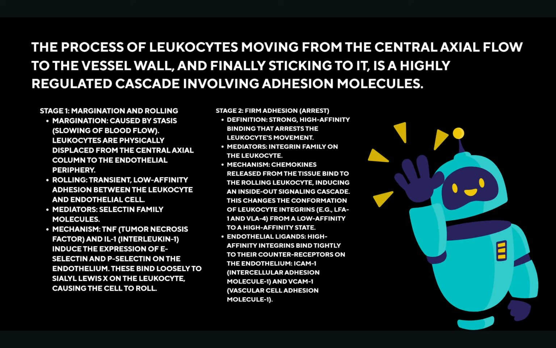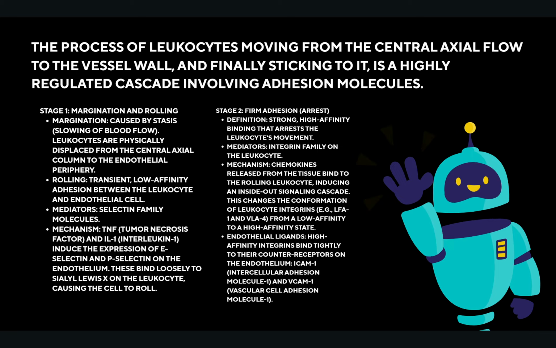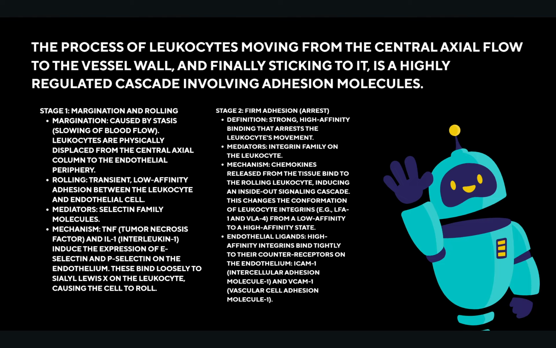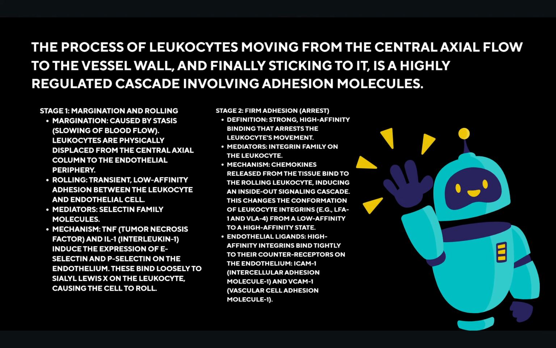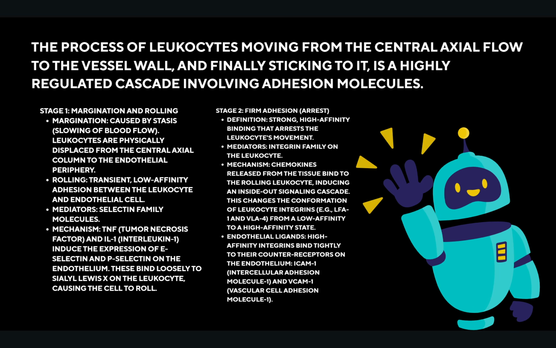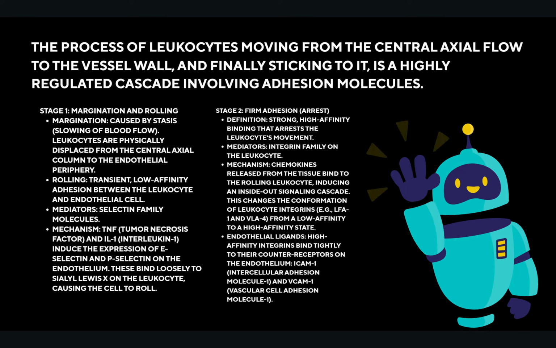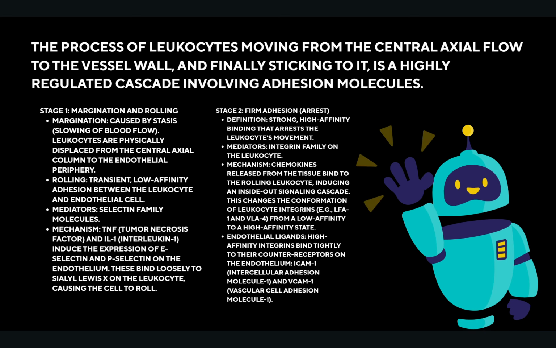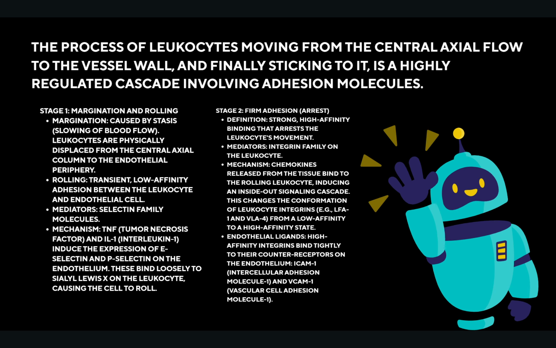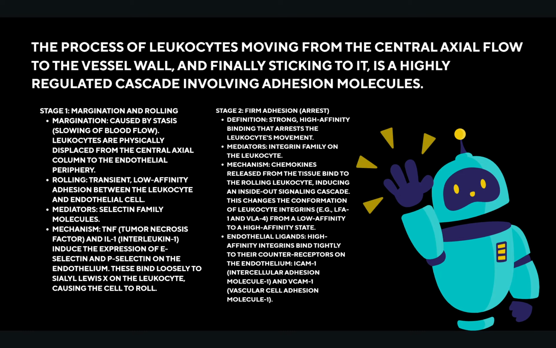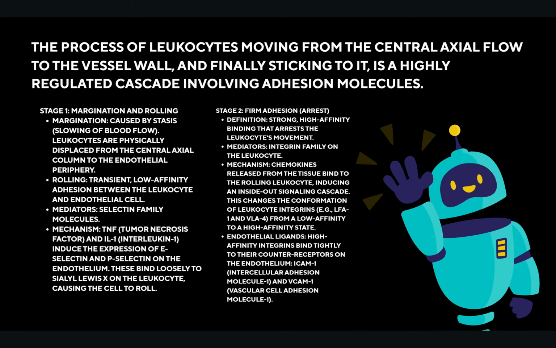This triggers an inside-out signaling cascade that rapidly converts the leukocyte's integrins, like LFA-1 and VLA-4, from a low affinity to a high affinity state. These activated high affinity integrins bind tightly to their counter receptors on the endothelium, that's ICAM-1 and VCAM-1. This cell is now firmly arrested on the vessel wall. Remember this key concept for the exam. Selectins mediate rolling, integrins mediate firm adhesion.